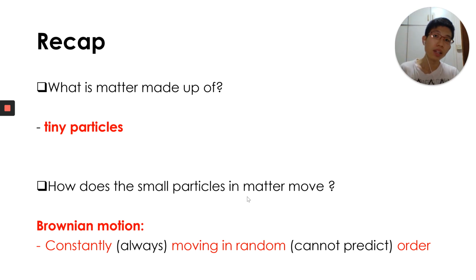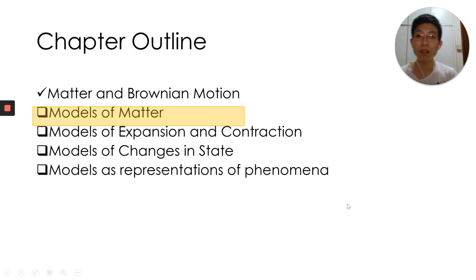Hi students, today we'll be looking at lesson 2 of chapter 7. So let's do a quick recap. In yesterday's lesson, we learned that metals are made up of tiny particles, and these tiny particles are always moving in a random order, and such motion is called Brownian motion. So today, we'll be looking at part 2, which is the models of metal.